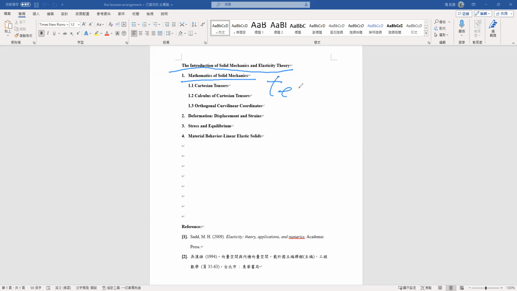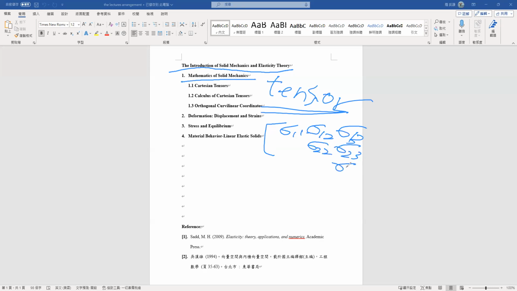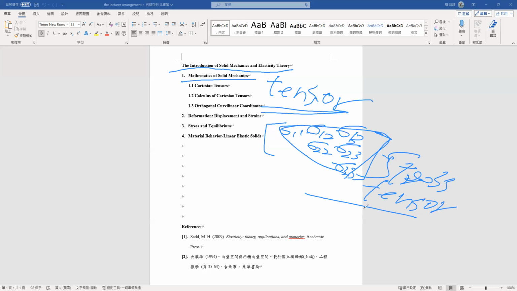So we will talk about the tensor concept. Just like sigma 1,1, sigma 1,2, sigma 1,3, sigma 2,2, sigma 2,3, and sigma 3,3. So this is a stress tensor. For example, we will talk about it later.